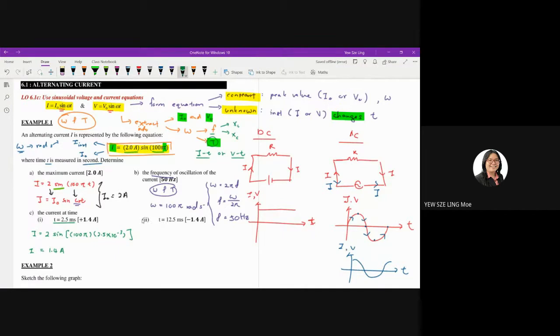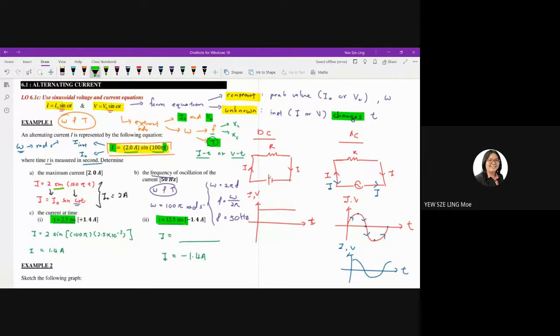Now, for question C2, it asks you to calculate the current at time t equals 12.5 milliseconds. So what are you going to do? You just repeat the same step. Plug in the value into the equation given, and you should obtain a negative value now: I is equal to negative 1.4 ampere. So this is your instantaneous current, the current at a particular time. The time is given: in question 1, the time is 2.5 millisecond; in question 2, the time is 12.5 millisecond.